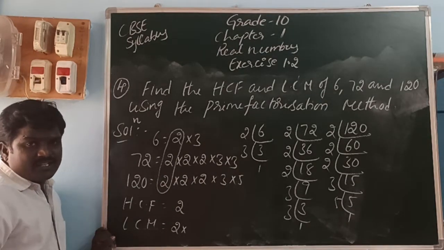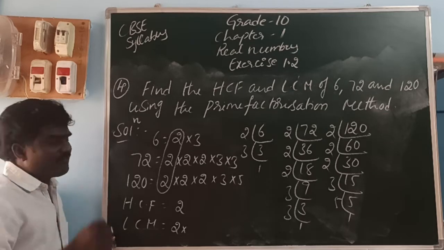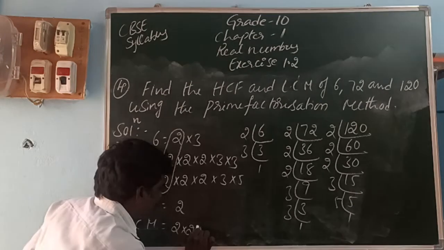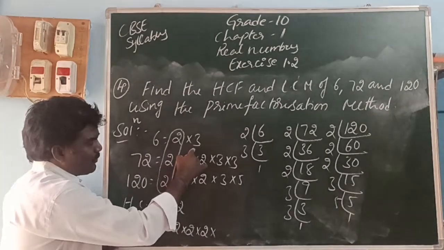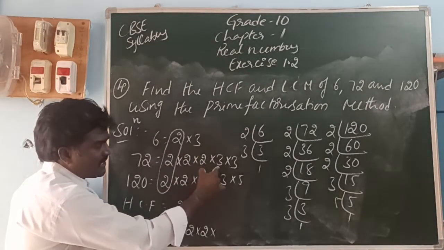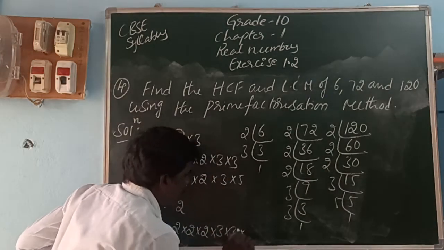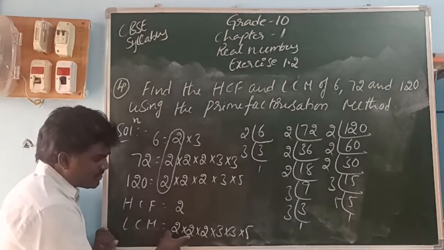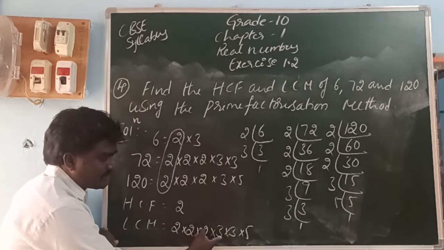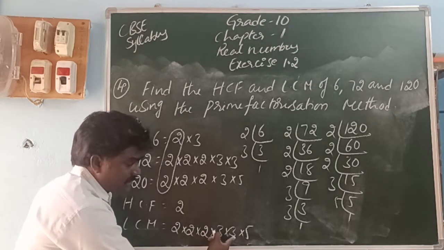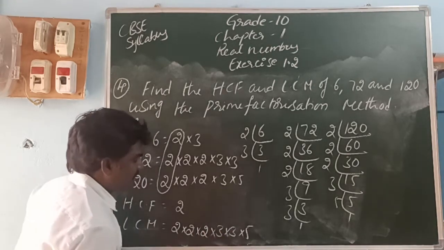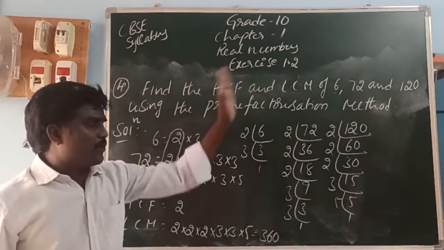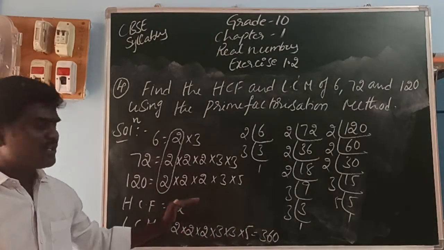What is the LCM? How do we take it in prime factorization? The highest power of all prime factors. Here 2 appears how many times? 1 time, 3 times, 3 times. So that is 3 times of 2. Next 3: here 1 time, here 2 times, here 1 time. What is the highest? 2 times of 3. Next 5: here 1 time, here 0 times, here 0 times. That is 5. 2 2s are 4, 4 2s are 8, 8 3s are 24, 24 3s are 72, 72 5s are 360. So the LCM of 6, 72 and 120 is how much? 360. HCF is how much? 2.